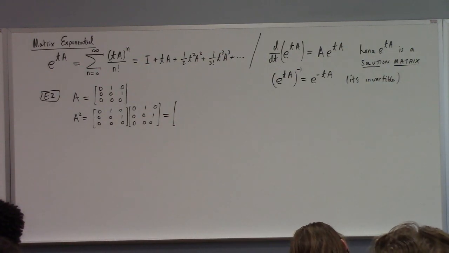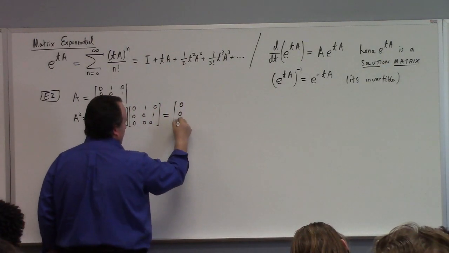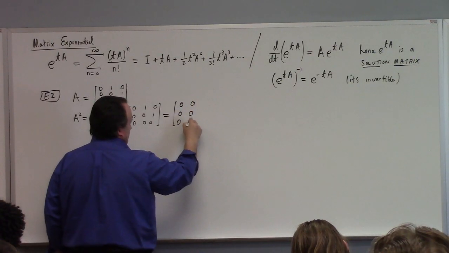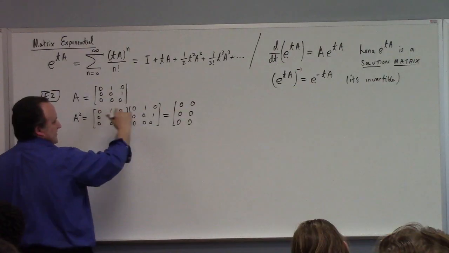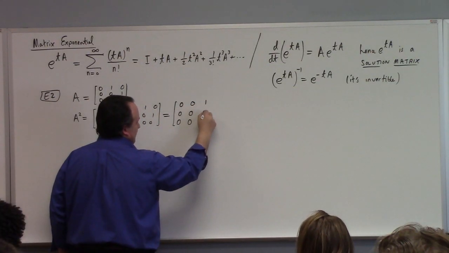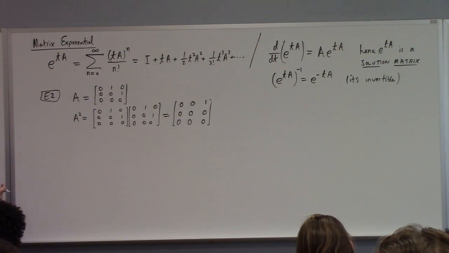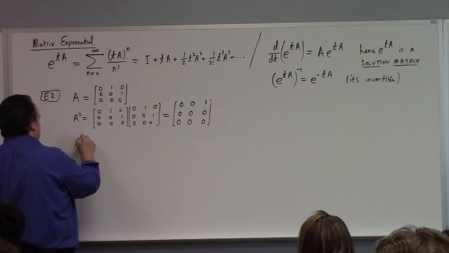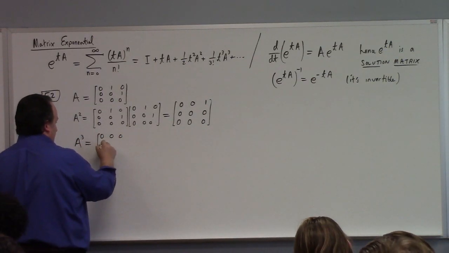So when I multiply these matrices, I get 0 for my first column. Then I get 0 for my second column. It's starting to look like everything's 0. But check it out, the third one, this times that gives me a 1 in the upper spot right here. So it's only got one non-zero spot. All right? And then what's A cubed? A cubed is just all zeros.